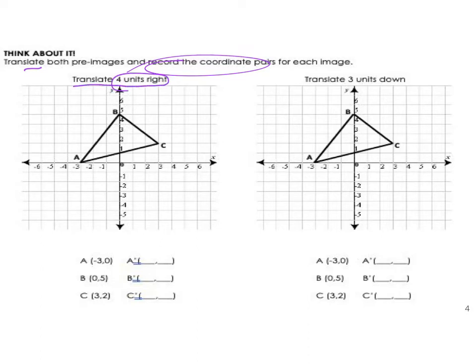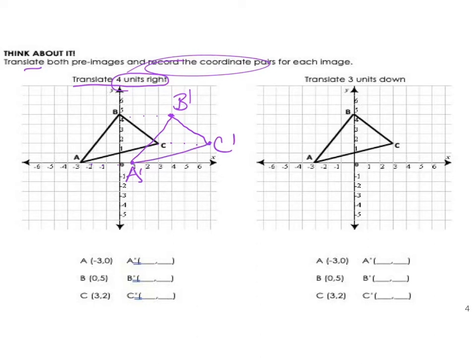So each point is moving to the right 4 times. So let's start with A. 1, 2, 3, 4. So here's A prime. 1, 2, 3, 4. Here's B prime, and 1, 2, 3, 4. Here's C prime. Do my best to connect the points with straight lines. This is why we need rulers.